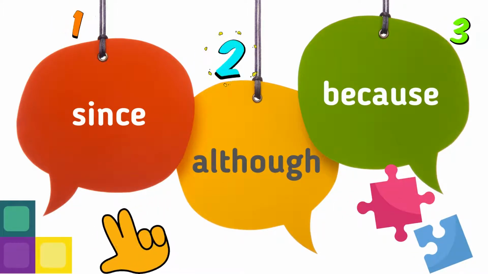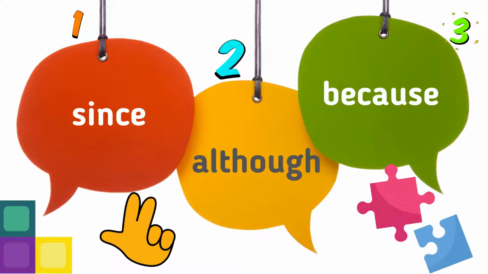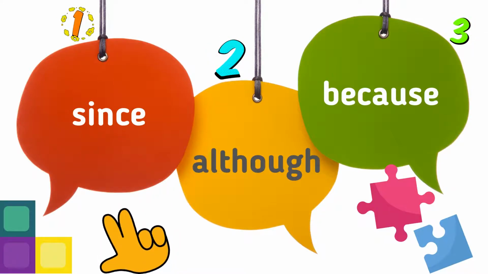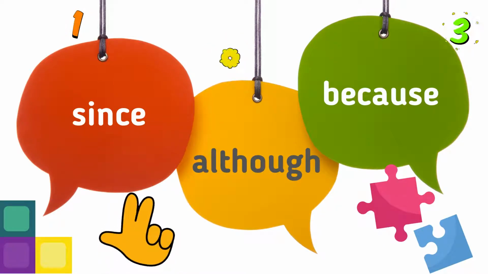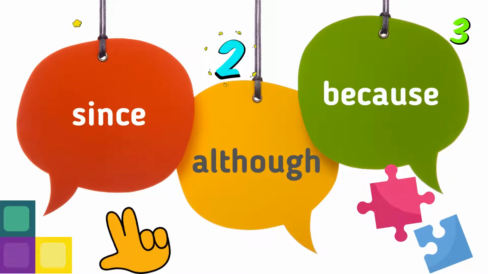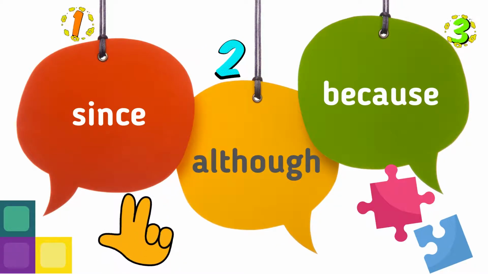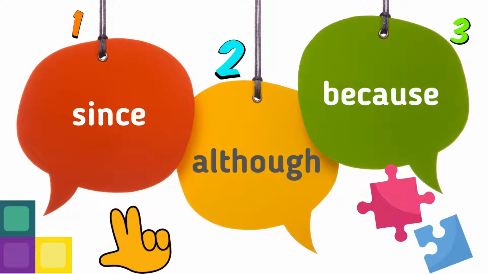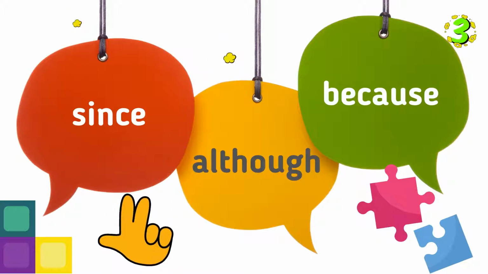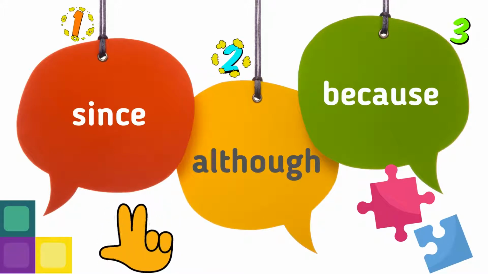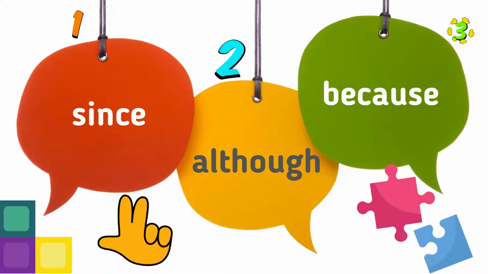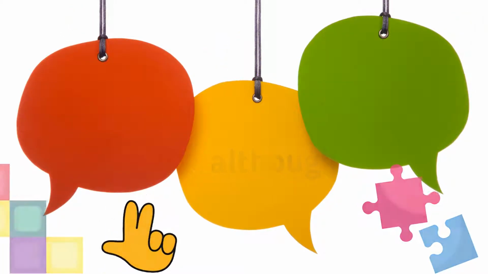Let's go. Number one, since. Number two, although. And number three, because. Since, although, and because. You can see these conjunctions in your textbook. Open your textbook, page 81, muka surat 81, buku teks kamu.